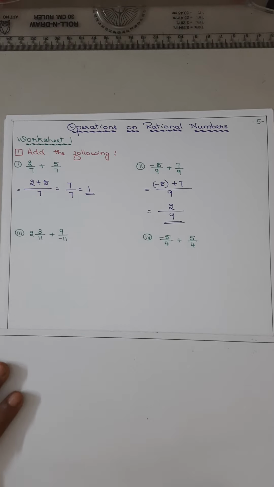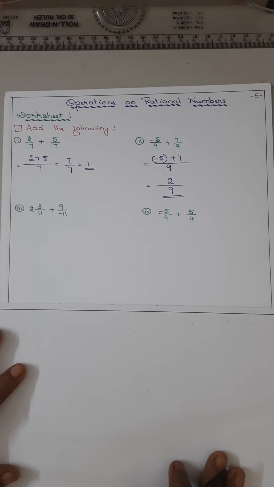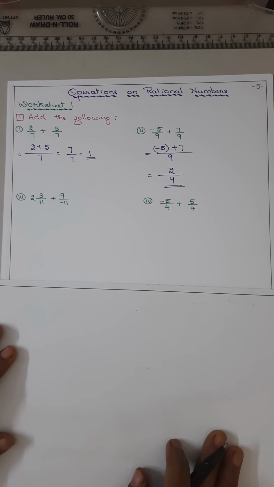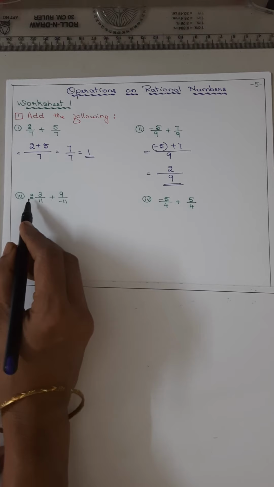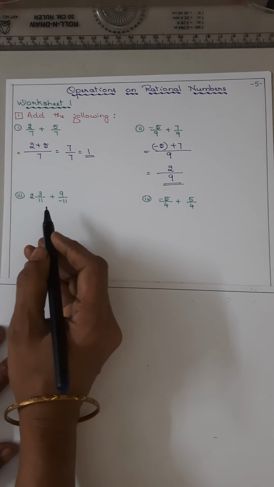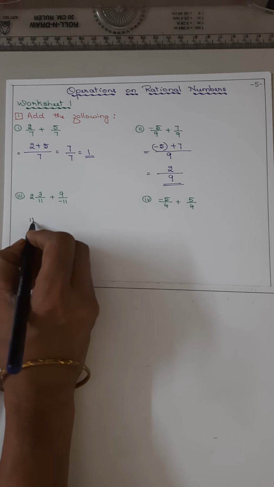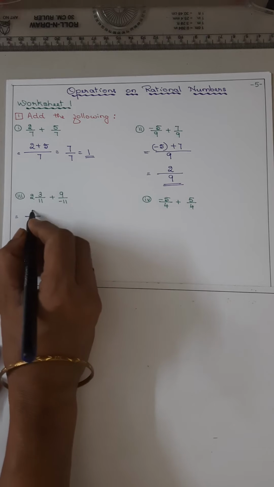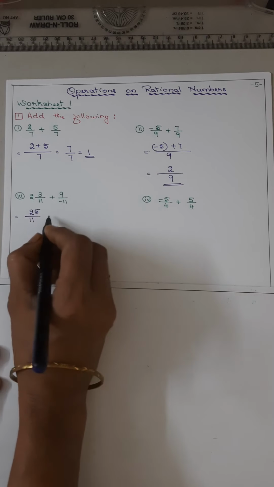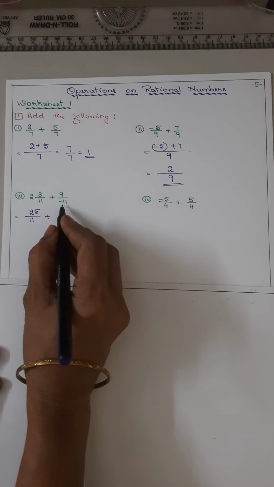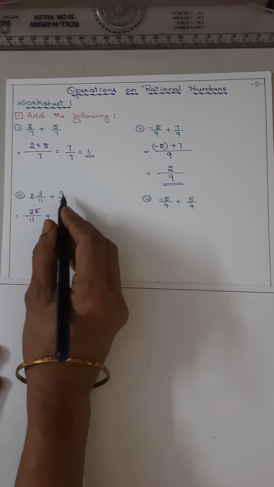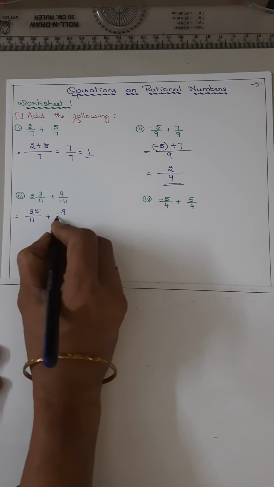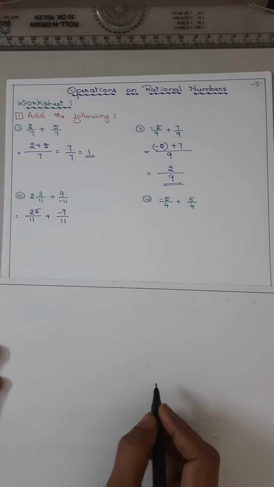Now coming to the third sum, it is 2 3 by 11 plus 9 by minus 11. So first convert this into the improper fraction. So 11 2s are 22 plus 3, 25, plus. Now here the denominator is negative, convert into positive, multiply by minus 1. So numerator बनेगा minus 9, denominator बनेगा 11.